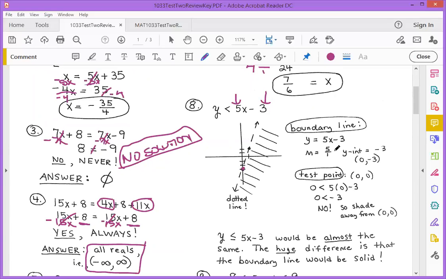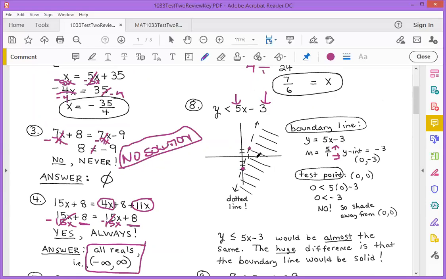Since our slope is 5, that means we're going to move up 5 spaces and right 1. We're starting at negative 3, we're going to go up 5, right 1. 1, 2, 3, 4, 5 up, right 1, plot the point.